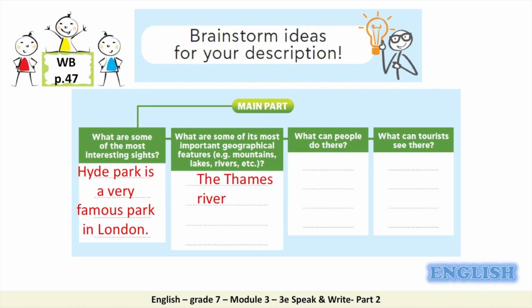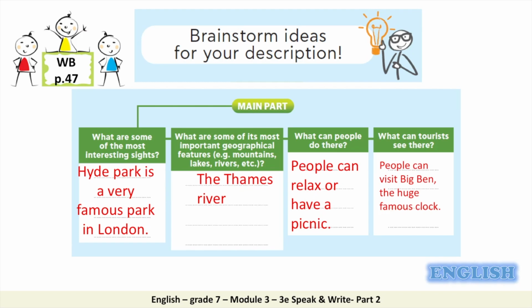What can people do there? People can relax or have a picnic. And what can tourists see there? You could answer, people can visit Big Ben. It's a huge famous clock in London. It's a very important site in London.